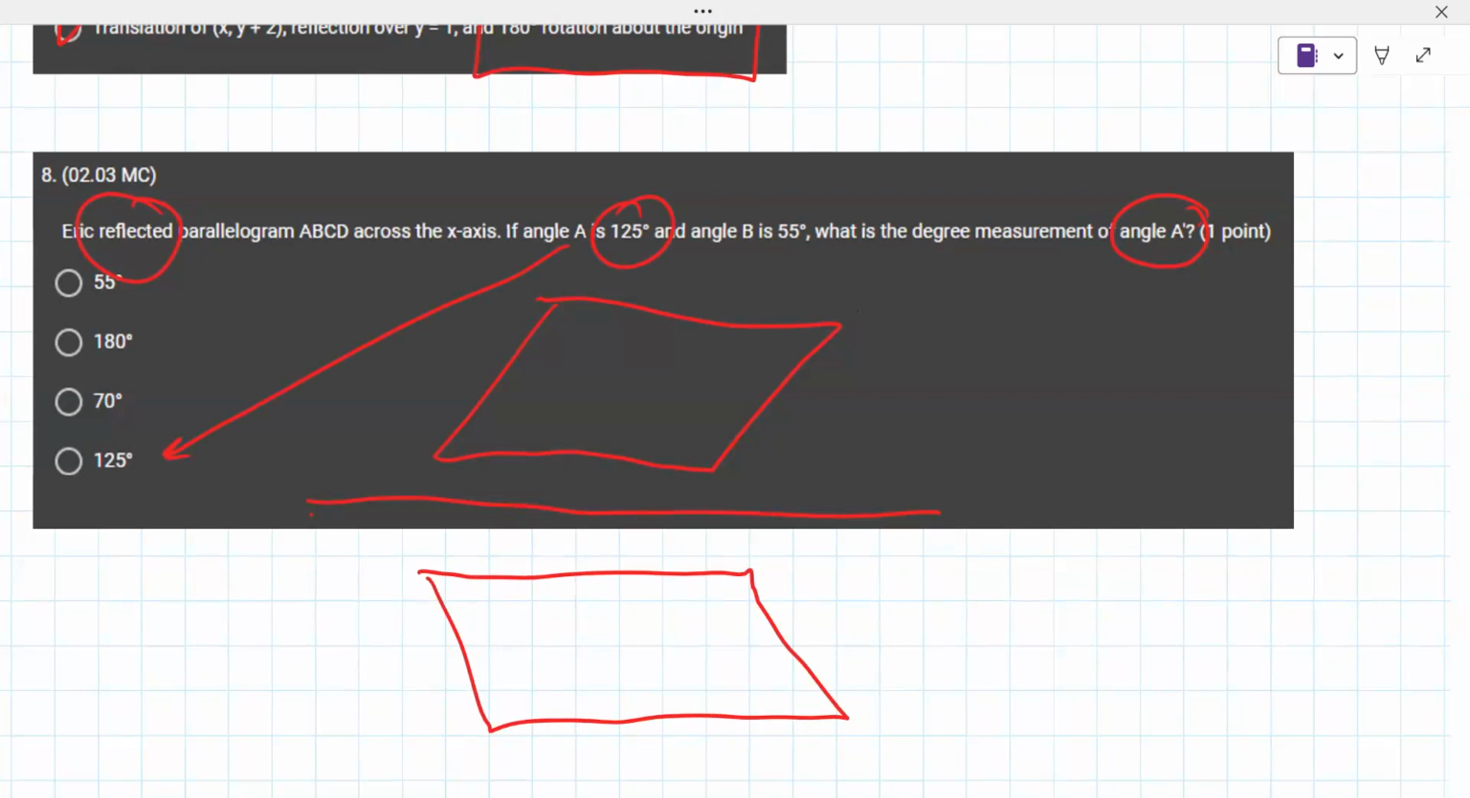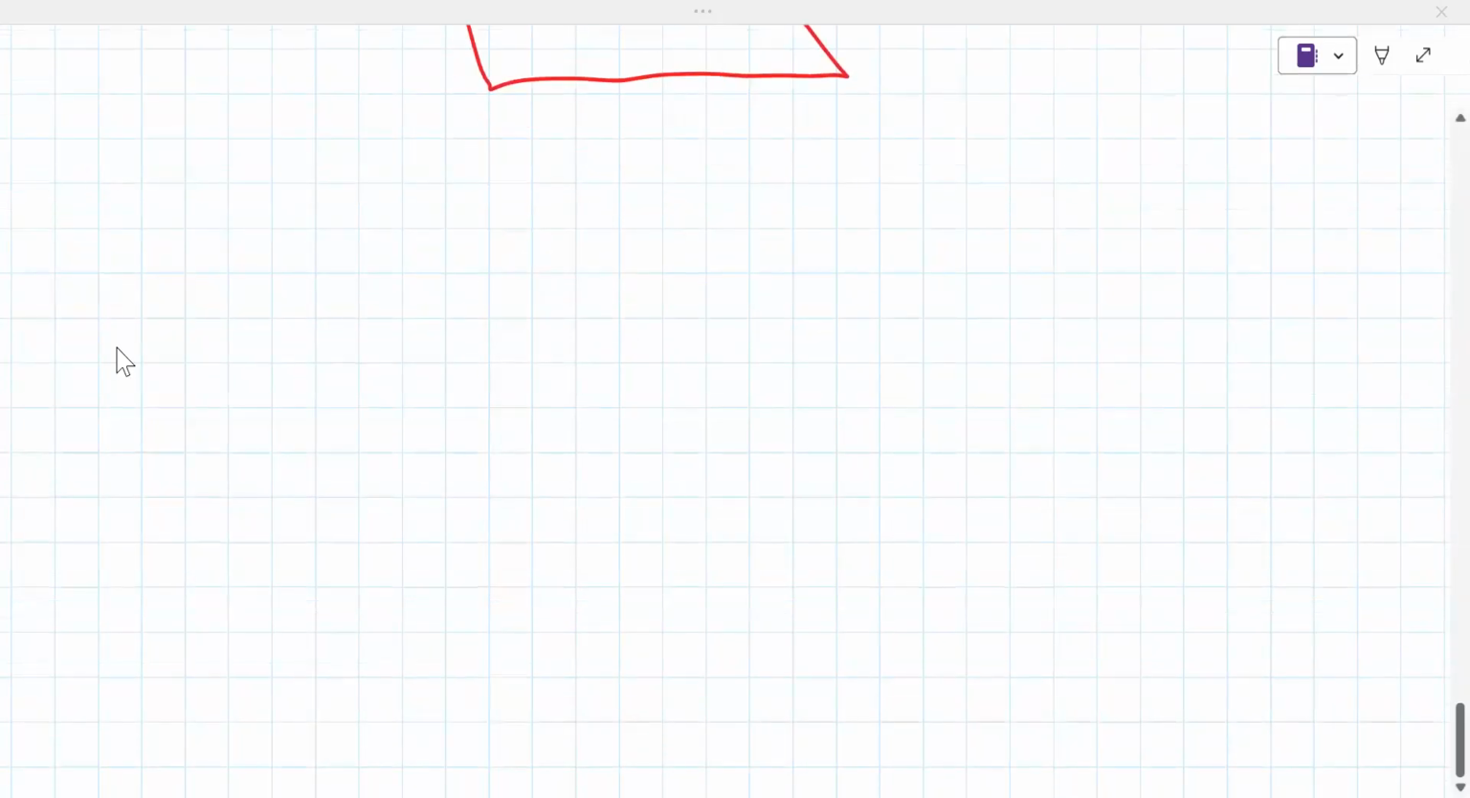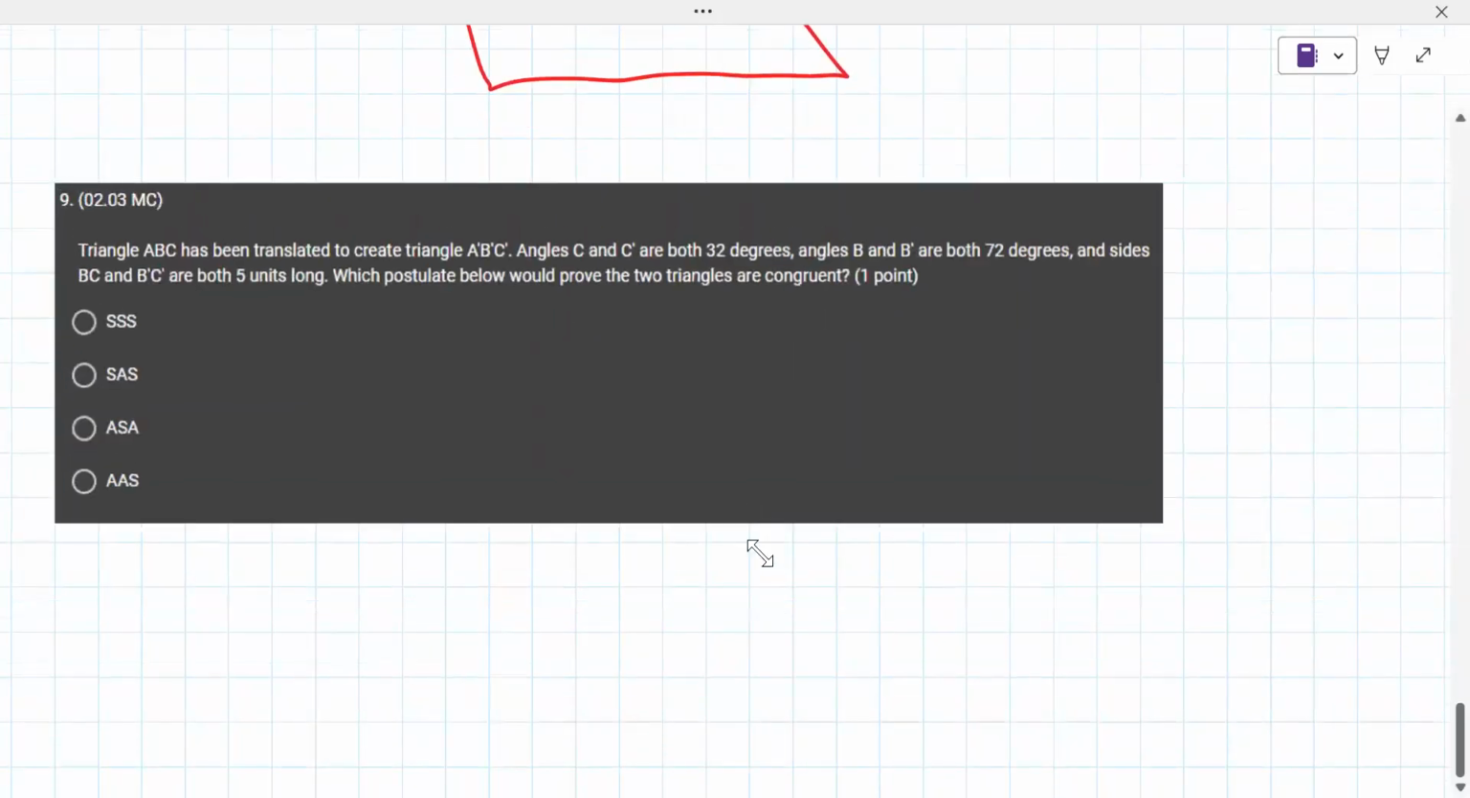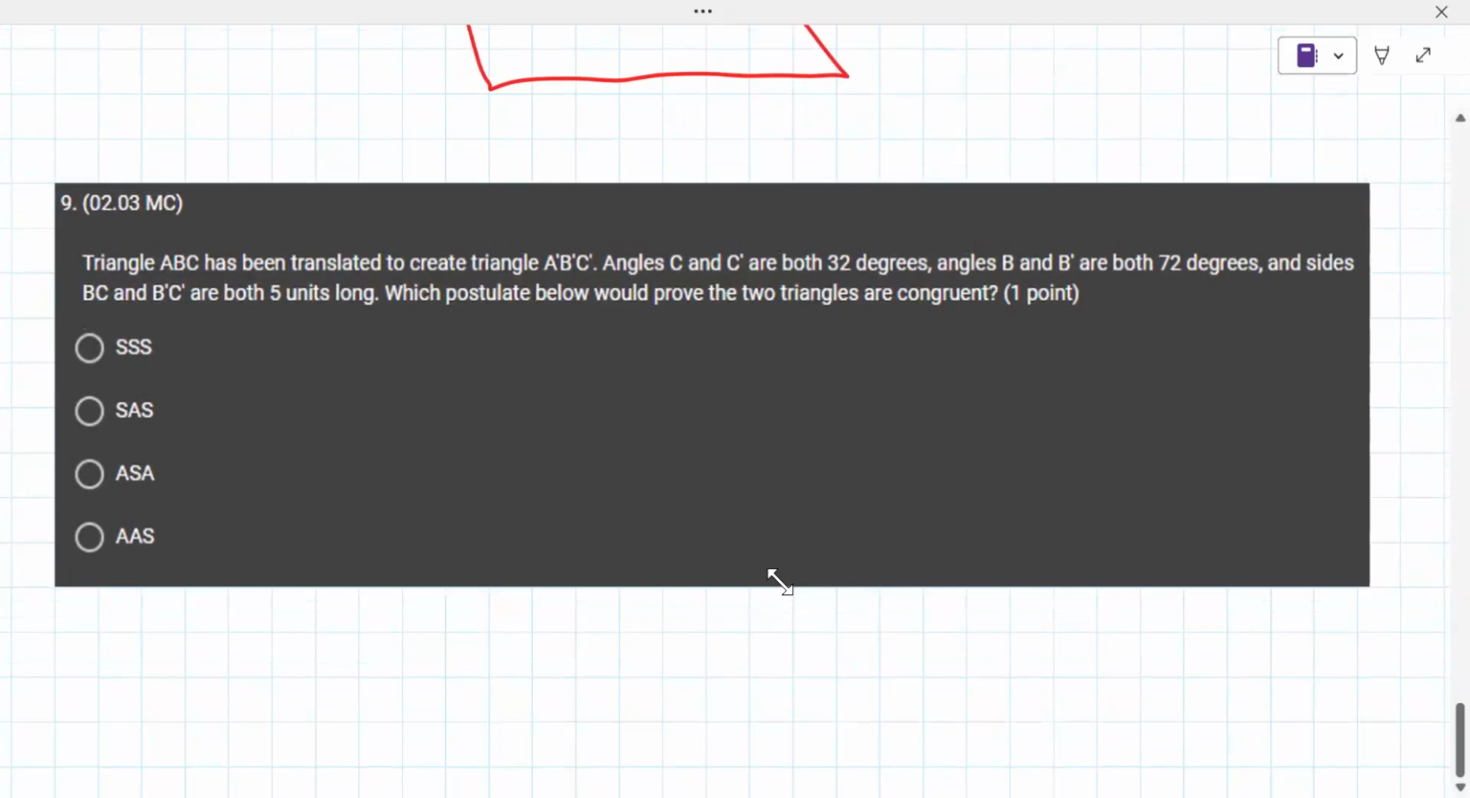All right, so let's go to the next one here. Maybe that is the last one. I can't tell. Well, let's try this one. Triangle ABC has been translated to create triangle A prime, B prime, C prime, and they're both 32 degrees, they're both 70 degrees. Which postulate proves the two triangles are congruent?